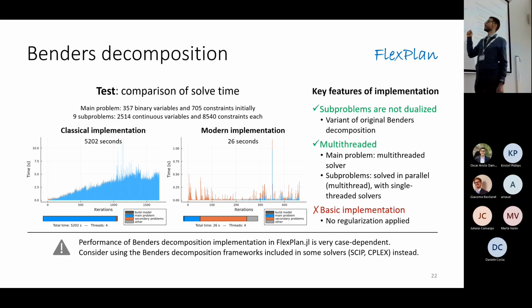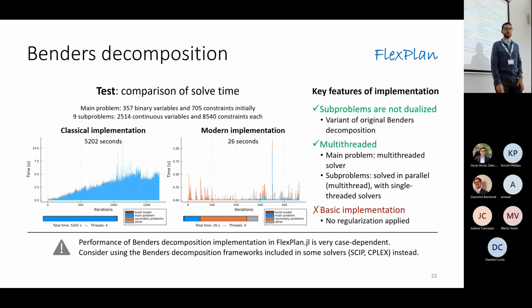Because as you can see, the majority of time in this case is spent solving the master problem at each iteration. The implementation included in the package is a variant of the common Benders algorithm, where the subproblems are not dualized, so it's easy to formulate the problem. It's a multi-threaded implementation, and subproblems can be solved in parallel.